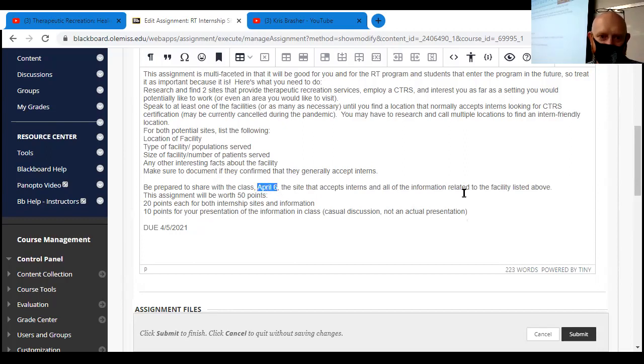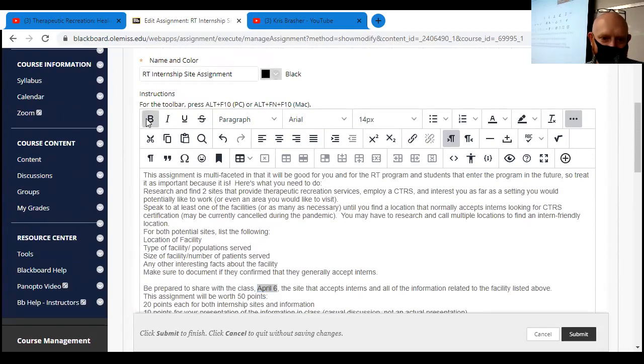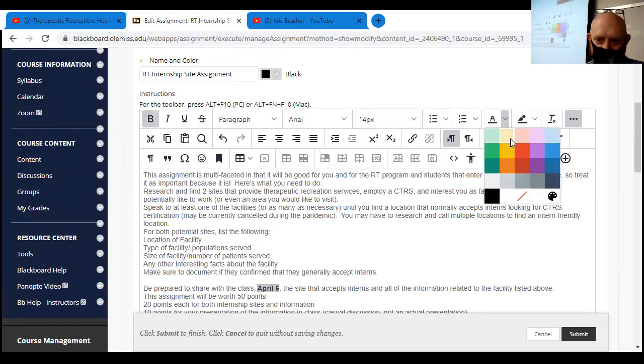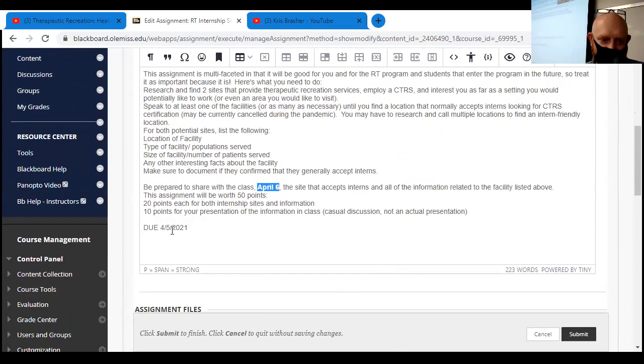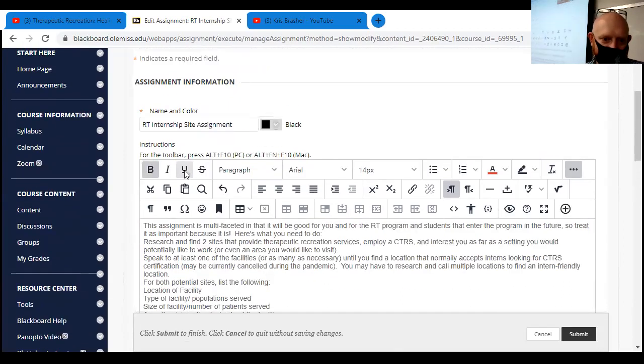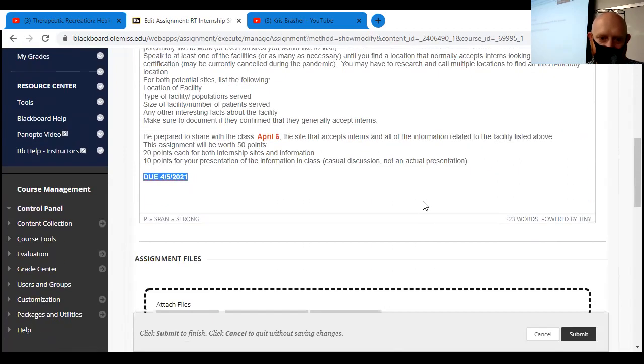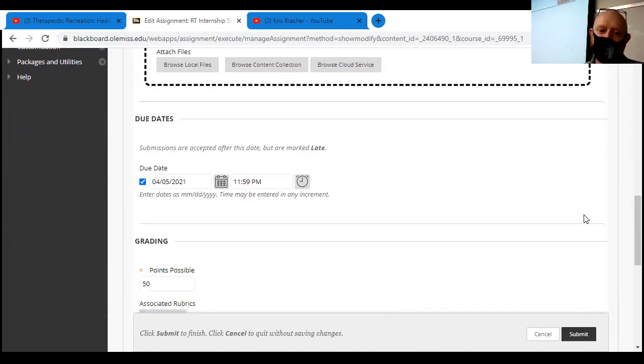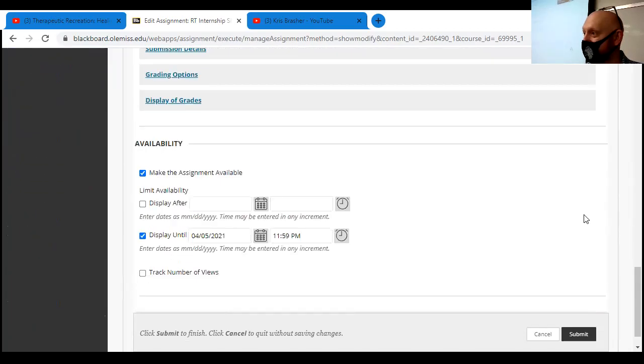So let's do this. Let's bold that. Let's red that. And let's bold, underline, and red that. Okay, so now that'll help y'all remember. You've got a good couple weeks to get that done. If you don't wait till the last minute, it shouldn't be hard. Don't be shy to call these places or email them to get this information.